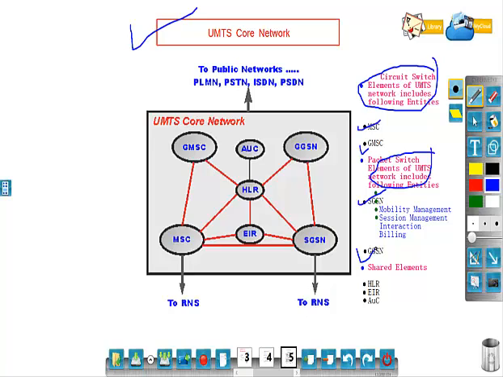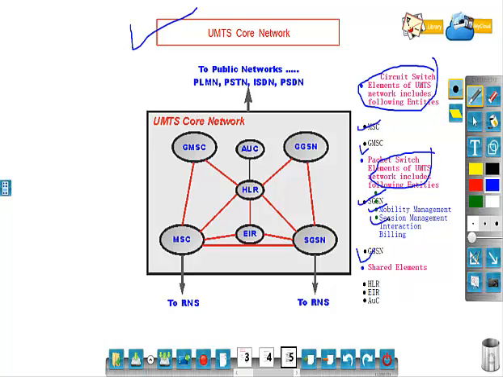The SGSN provides a number of functions within the UMTS network architecture. We'll cover some of them. The first one is mobility management. When a UE is attached to the packet switched domain of the UMTS core network, the SGSN generates information based on the mobile's current location.